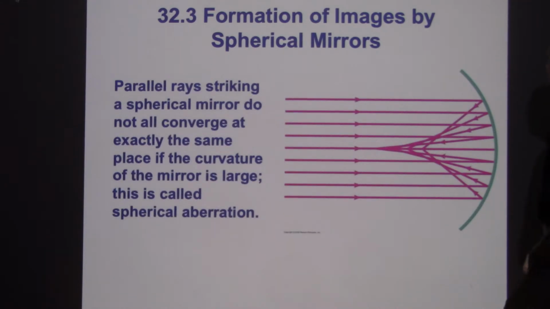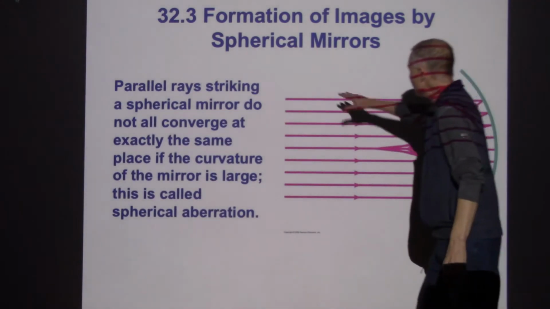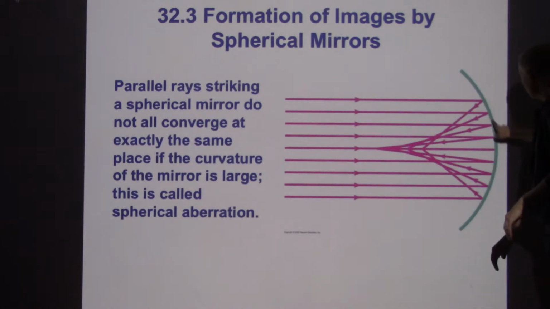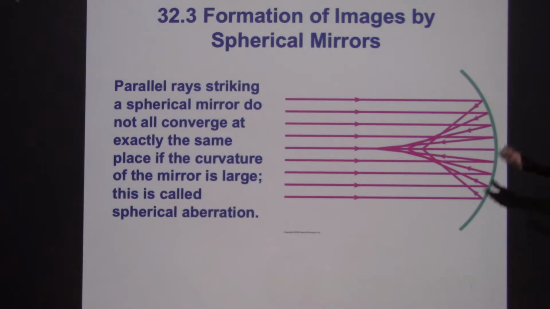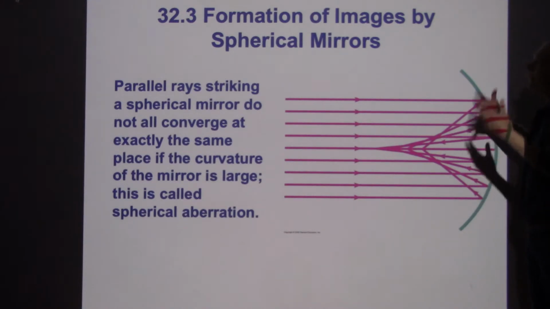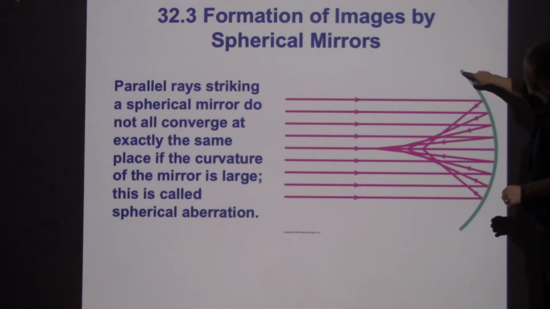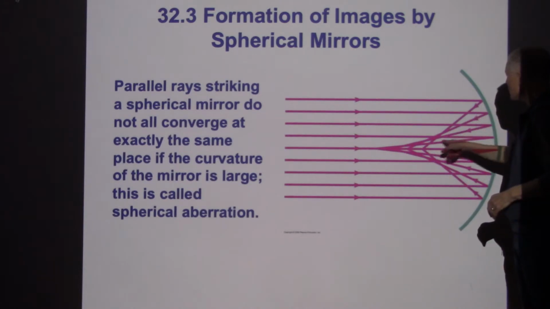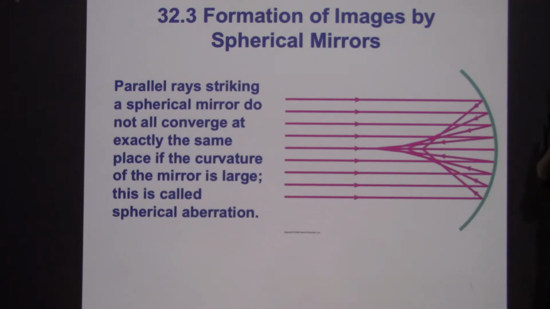Now here's a more detailed look at that. So I've got many, many paths now that they're showing in the diagram coming off a converging mirror. It's concave, so it's going to have converging properties to it. Now what this is showing, unfortunately, is that when you have a spherical surface, not all of the paths of light are going to come together at one point.